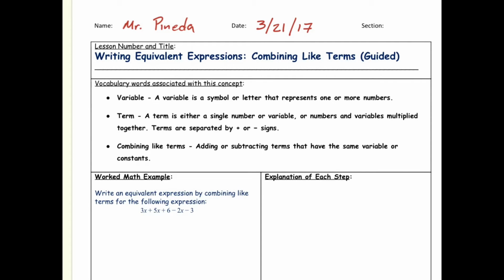Now let's write a quick example of the variables. We usually use x and y. When we're talking about terms, I'm going to write two terms: x plus 2. x is one term and 2 is the second term. And when you are combining like terms, that is when you add x plus 2x, and that gives you 3x.